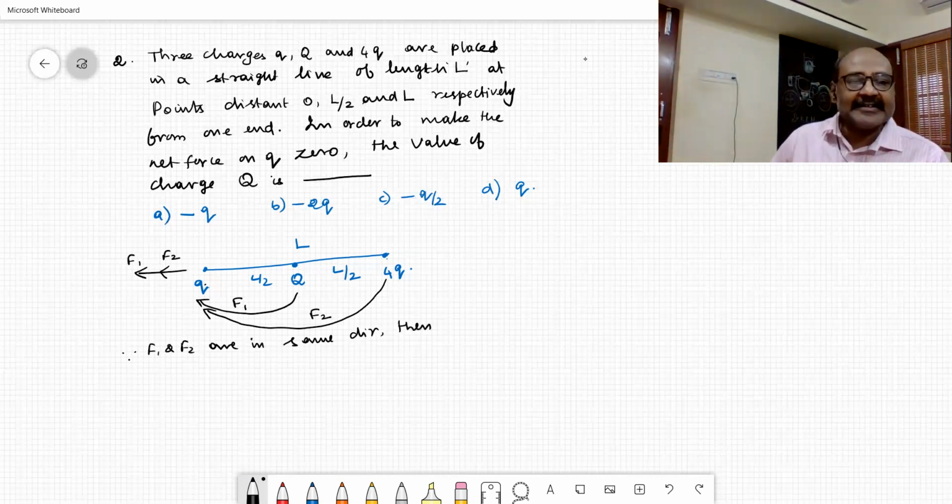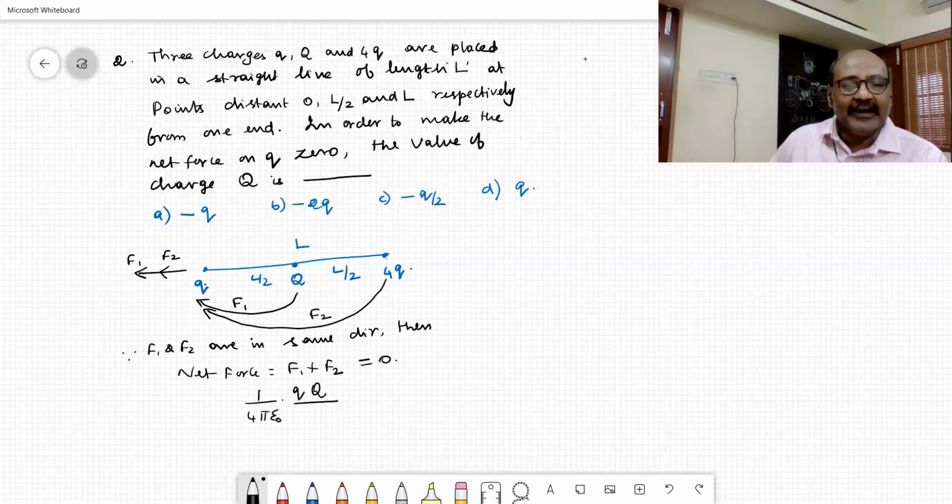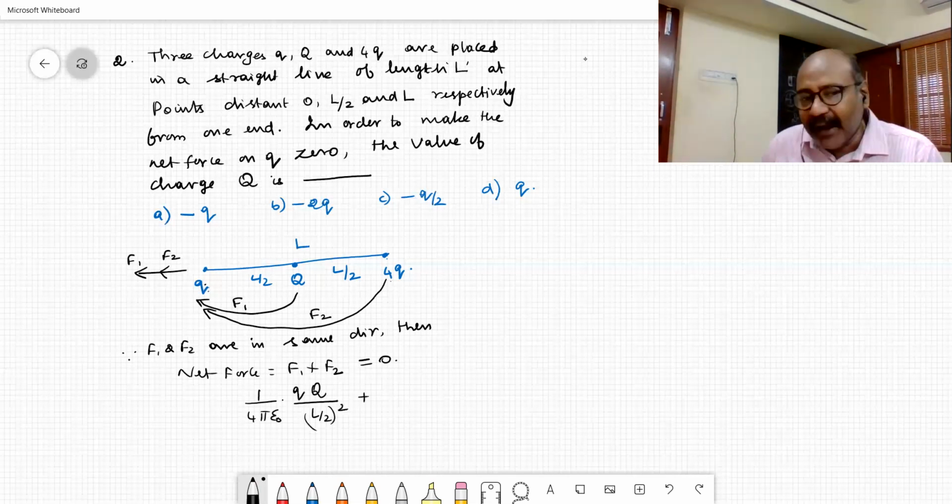then I can say the net force is equal to the sum of the two forces, F1 plus F2, and it was given that the net force on this charge is equal to 0. So what is F1 and what is F2? F1 is the force between this capital Q and small q. According to Coulomb's inverse square law, I can write it as 1 by 4 pi epsilon 0 into small q into capital Q by the square of this distance, L by 2 the whole square, plus F2, the force on small q by 4q.